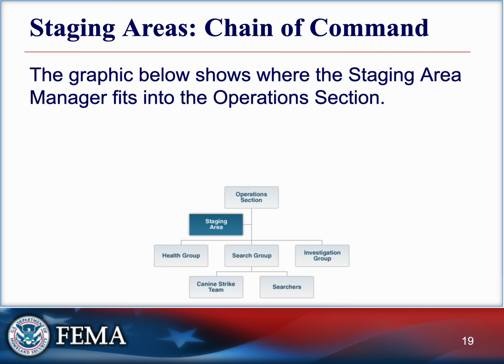So here's how it looks. You report to your unit leader, your leader reports to the division supervisor, they report to the ops chief, and the ops chief reports to the incident commander. Nice little example, if that makes sense. If not, the graphic below shows where the staging area manager and everything else, health group, whatever, fits into the operations section. Take a look at that, be familiar with it. We'll expand on that in future slides.